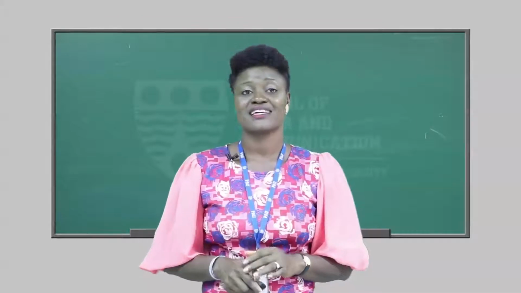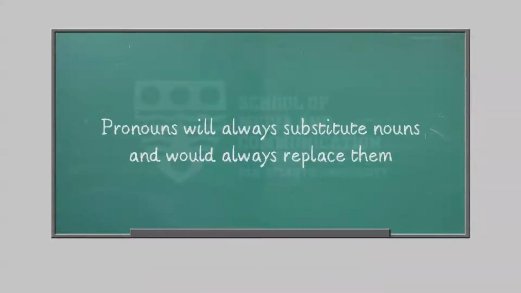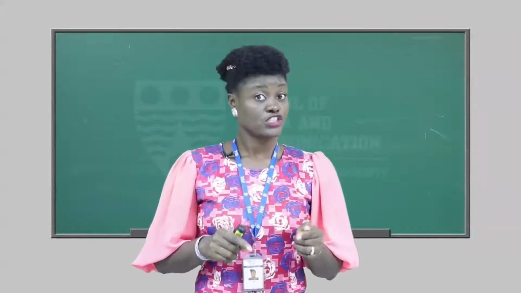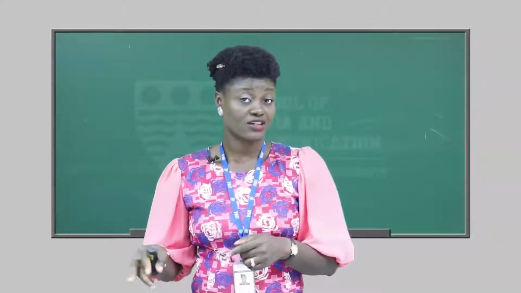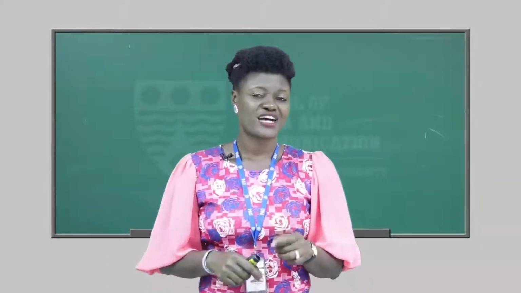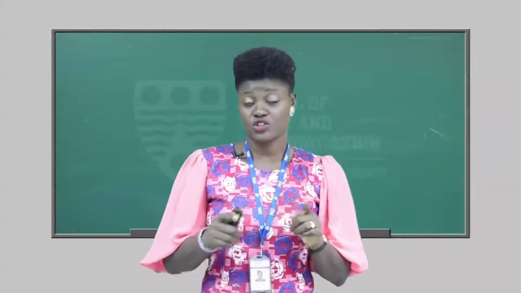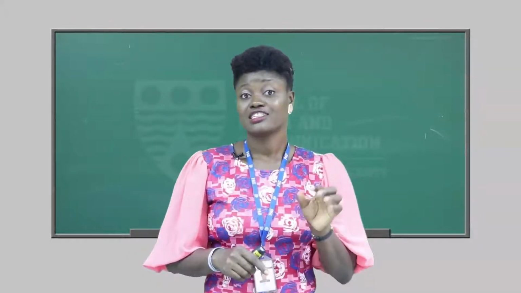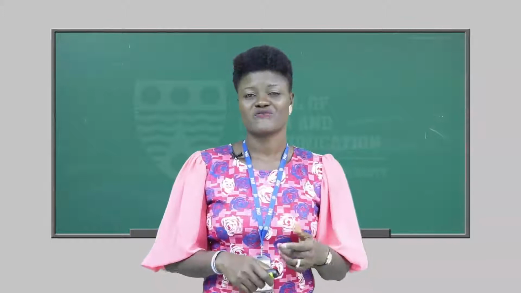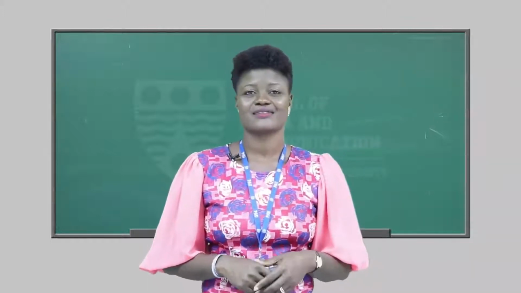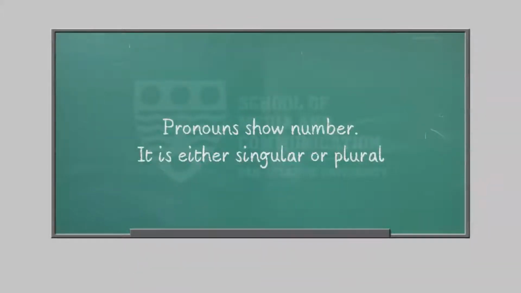So that is to say that pronouns would always substitute nouns and would always replace them. So in that sentence, I saw George today, he was not looking well, you find that he there was referring to George. And as such, George in that context would be referred to as an antecedent. An interesting thing you need to know about pronouns is the fact that pronouns show number. It's either singular or plural.